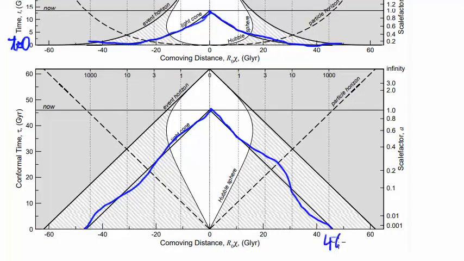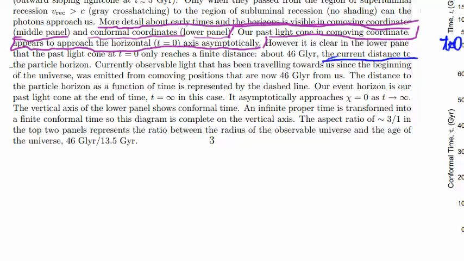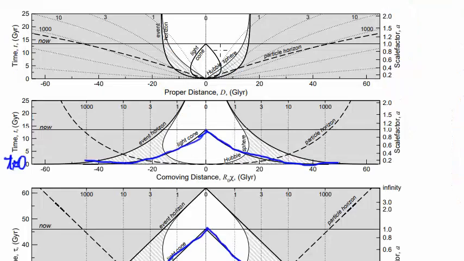about 46 billion light years, the current distance to the particle horizon. Currently, observable light that has been traveling towards us since the beginning of the universe was emitted from comoving positions that are now 46 billion light years from us. So this point represents 46 gigalight years, and this point here also represents a span of 46 billion light years in the comoving coordinates. It appears to be asymptotic, but it meets the zero point at 46 gigalight years.